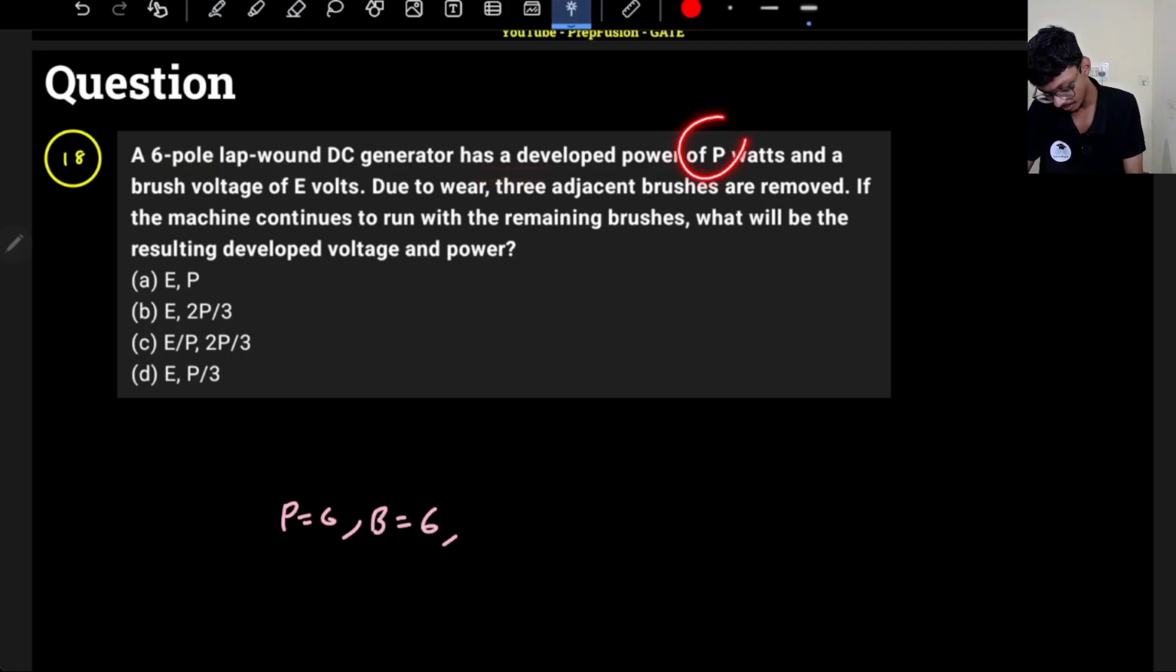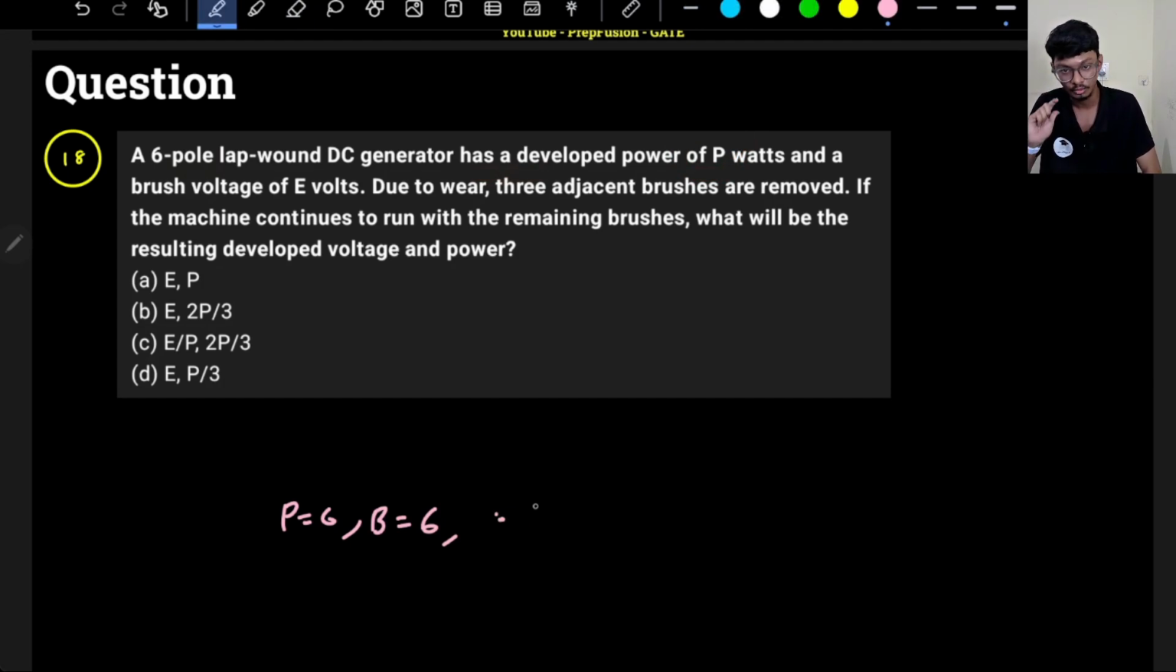It has a developed power P watts, that is at the output I am getting P watts, and a brush voltage of E. Brush voltage of E means basically the output voltage is E and the power is P, right? Armature current, let's say, is Ia, overall output current including all the parallel paths. So my P will be equal to E into Ia. I'll show you in the diagram as well, okay?